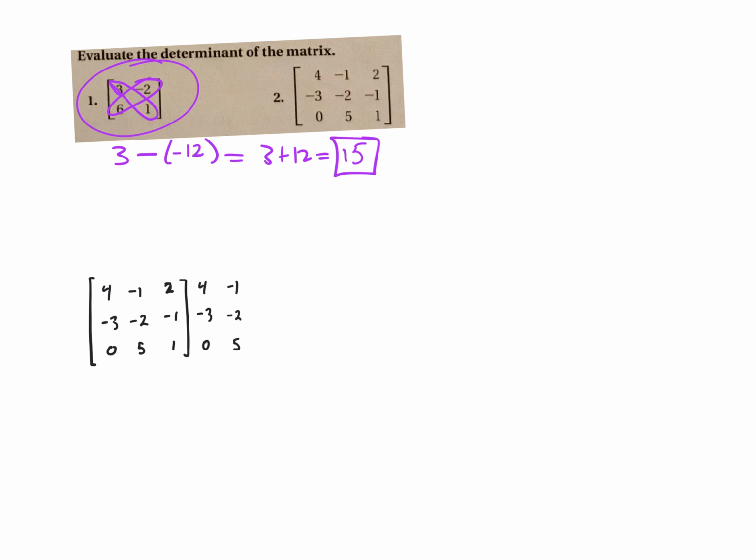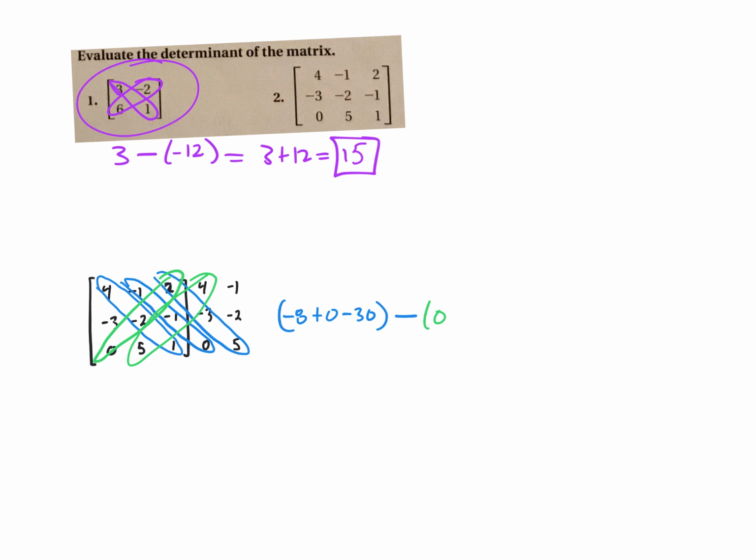On the second one, notice I've redrawn it down here, and I just rewrote those first two columns outside. So I'm going to go with the downwards diagonals here. 4 times the negative 2 is going to give me negative 8. The product of these three is going to give me 0. The product of these three, well, 2 times negative 3 is going to give me negative 6, times 5 is going to give me a negative 30. And I'm going to subtract from that the upwards diagonals. So those three, which is 0.